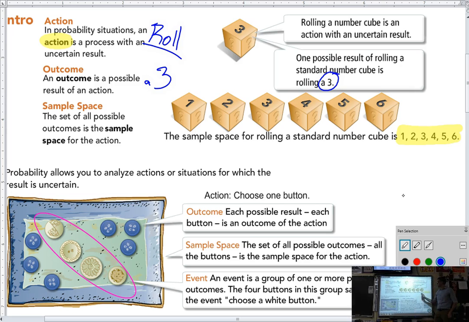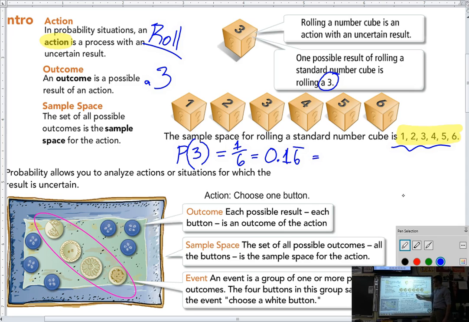And my sample space is all of them. So how we write probability, and this is beyond what you have to learn this year, but we might as well teach it to you now. We would say P for probability of, in parentheses, put the outcome that you want. So the probability of rolling a 3, how many 3s are there? 1. How many outcomes are in the sample space? 6 total. So we have 1 three out of a sample space of 6.